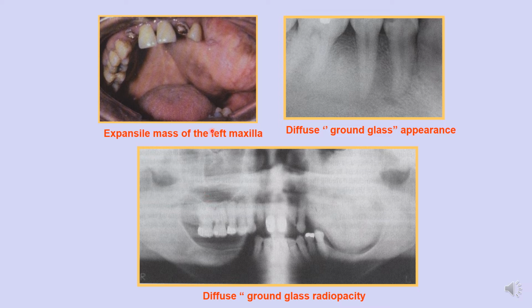So here we have a case. There is an expansile mass of the left maxilla that we are seeing, right? When there's a swelling like this, definitely there is discomfort in eating, chewing, swallowing, as well as speech, and then the patient turns up to a dental school or to a dental practitioner. After clinical examination, when you do the radiographic examination, you notice that there is a diffuse ground glass appearance, right? Again, on OPG also, you're able to see a diffuse ground glass appearance that is very clearly evident, and our provisional diagnosis would be fibrous dysplasia.